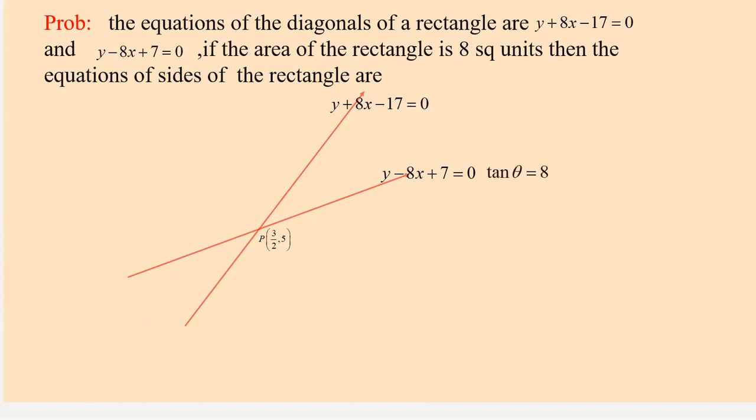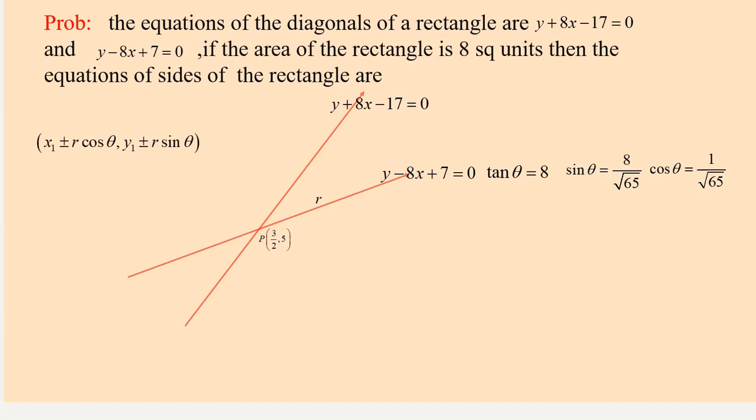Now, for this diagonal, y minus 8x plus 7 is equal to 0. Its slope is tan theta, which is 8. Then its corresponding sin theta is 8 by root 65, and corresponding cos theta is 1 by root 65 for this straight line. Then on this straight line, from the center, the point at a distance of r units from the center, the point coordinates according to step 2 are x1 plus or minus r cos theta, y1 plus or minus r sin theta.